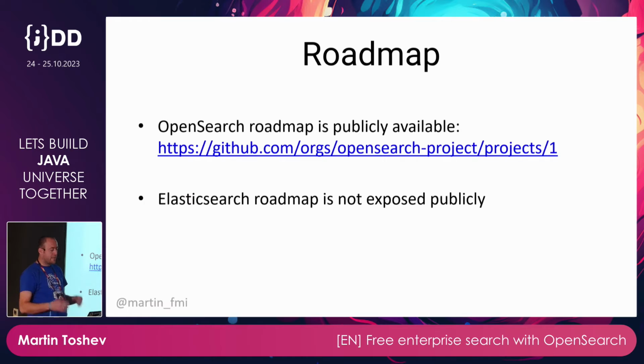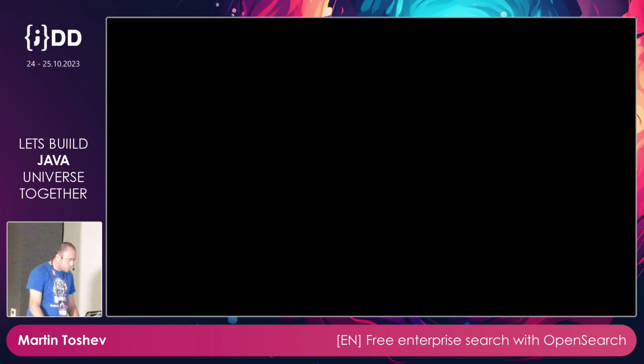In terms of roadmap, the Elasticsearch roadmap is not exposed publicly. They announce in some blogs what new features are coming in. They create video blogs. In OpenSearch, the roadmap is publicly available. You can just go to GitHub and check it.